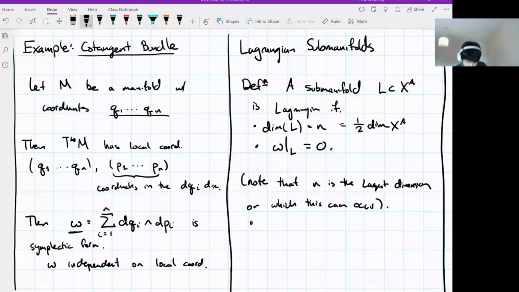Maybe what's a good first example? So if I took R^n inside of R^{2n}, then this is an example of something which is a Lagrangian submanifold. So maybe from the perspective of complex geometry, these Lagrangian submanifolds are like the totally real submanifolds of your space, once you fix this symplectic form.